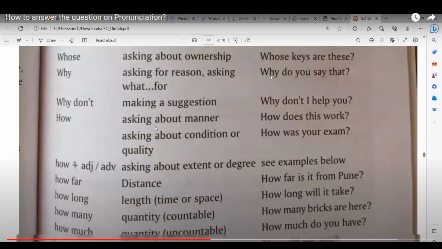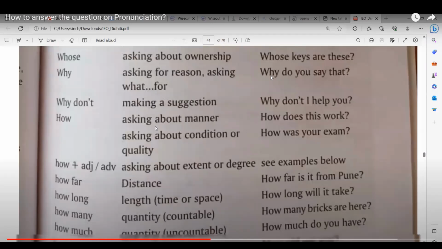Why did you eat that? Very good. Shapto, give me an example with why. Yes, ma'am. Why are you hungry? Very good. Okay. Abhishekta, give me an example with why, beta. Why are you silent? Very good.